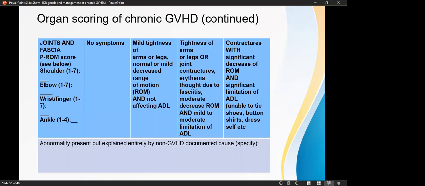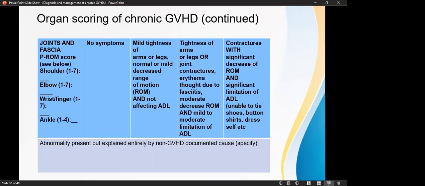While in the joint, there in the score 0, no symptoms, while the mild tightness of the arm or legs, that will be in score 1, and decrease the range of motion, that will be also in the score 1, while the contraction with the significant decrease of the range of motion, that will be in the score 3.